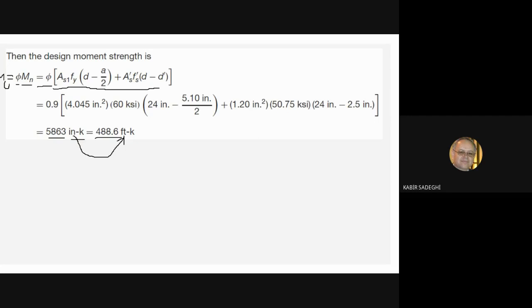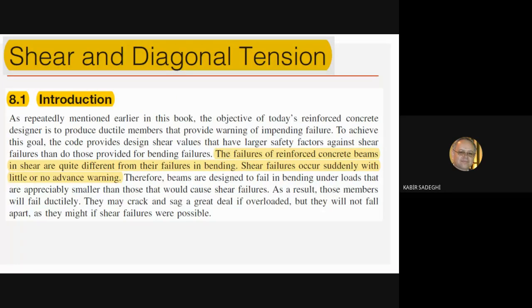Now we finished the flexural analysis and applying the bending moment. Now we see another category, which is shear. The nature of shear and its action is different from the bending in the section and in the overall length of the beam.